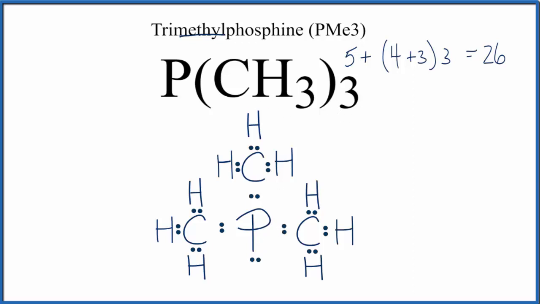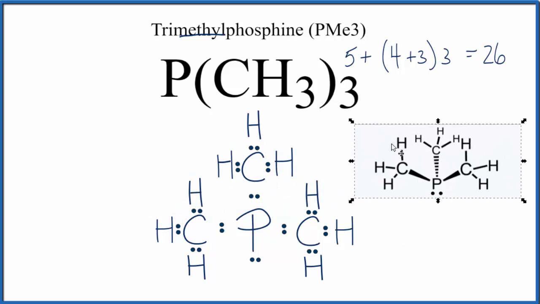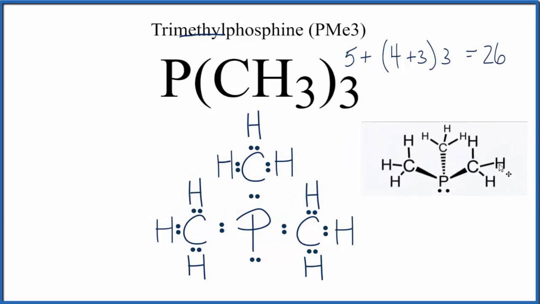There are 2 other ways you could write the Lewis structure, actually probably many other ways. One way to write this representation of the PCH3 molecule is with this structural formula here. It kind of shows the molecular geometry as well, how this lone pair of electrons pushes down these CH3 groups, and you get this pyramidal molecular geometry.